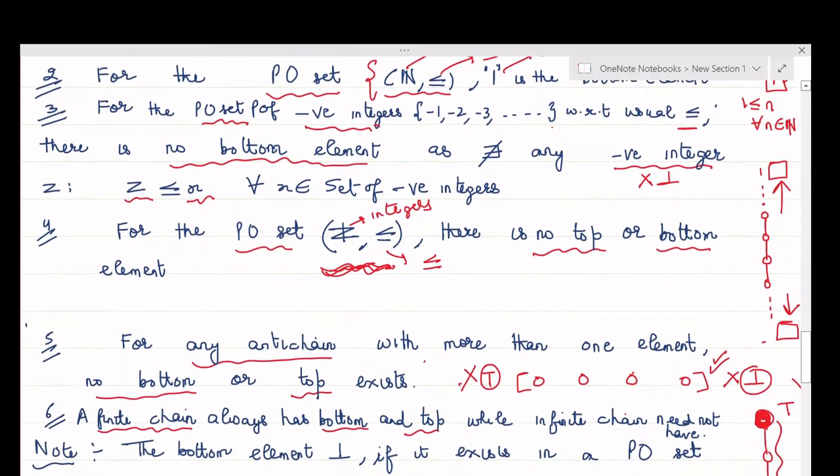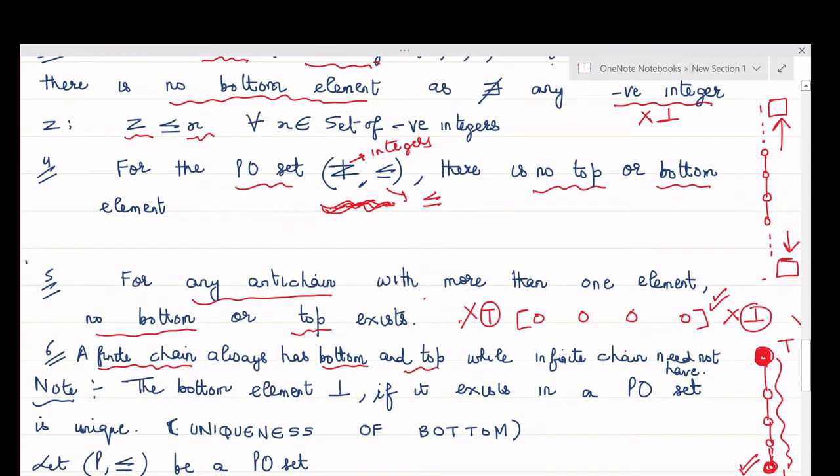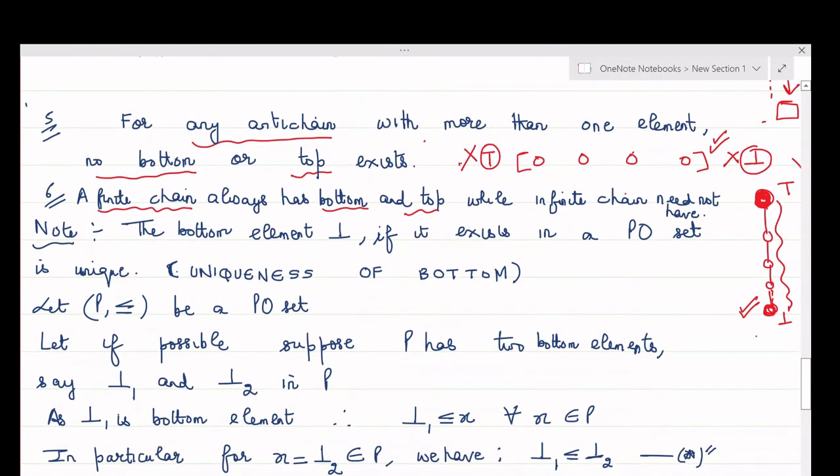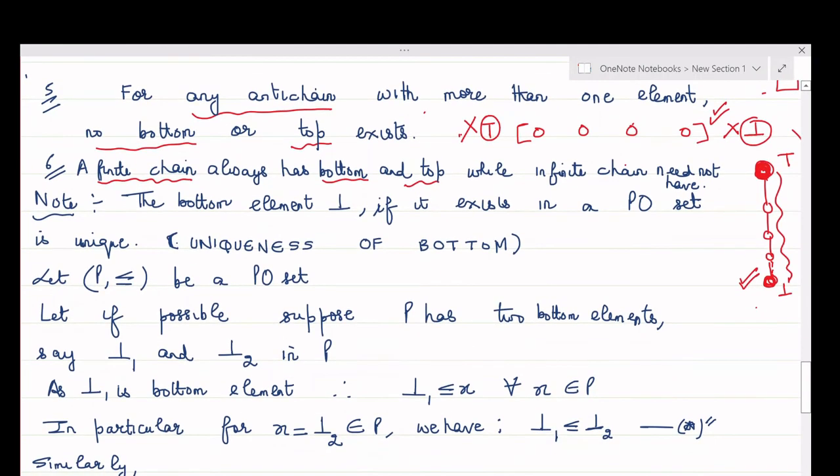So in an infinite chain, anything can happen, but as far as a finite chain is concerned, it will always have a bottom element, it will always have a top element. Now coming to a note which establishes uniqueness of the bottom element. The note says that whenever a PO set P has a bottom element, inverted T, whenever it exists, then it is always going to be unique. So this is what the note says. It establishes the uniqueness of the bottom element.